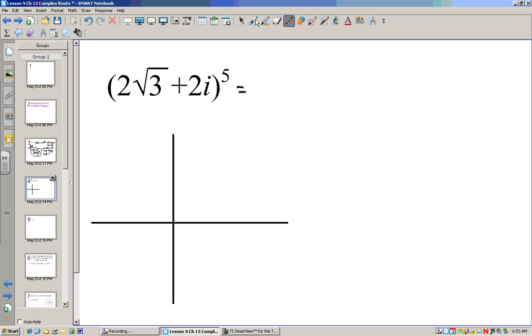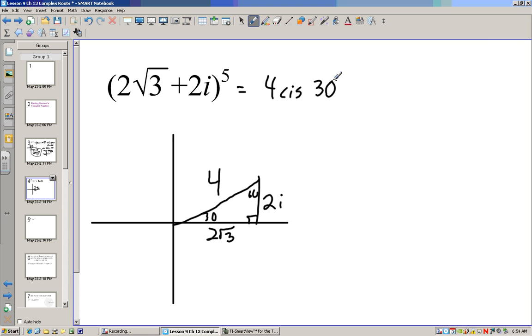Here we go, 2 root 3 to the right, 2i up. Hopefully from here, since it's 2 root 3, a lot of people will be able to see that this is a 30, 60, 90 triangle, and this hypotenuse is 4. So in polar, this is 4 cis 30, all to the 5th power. So now we apply the 5th power, and we have 4 to the 5th, cis 30 times 5.